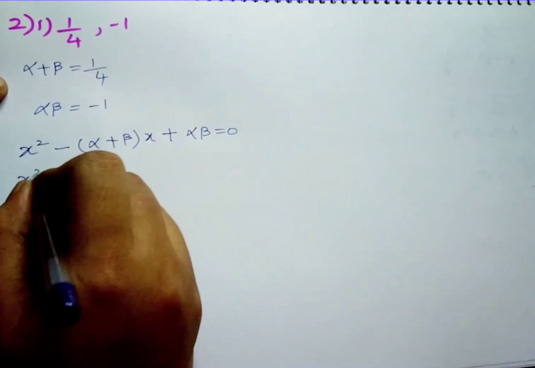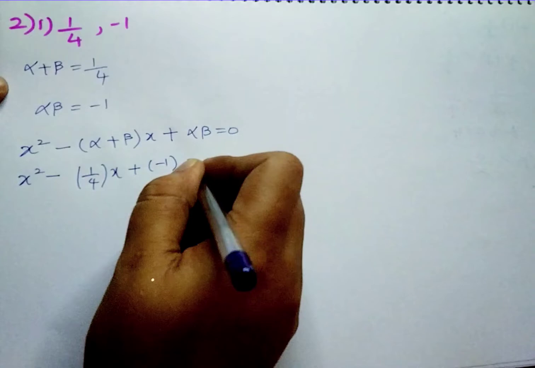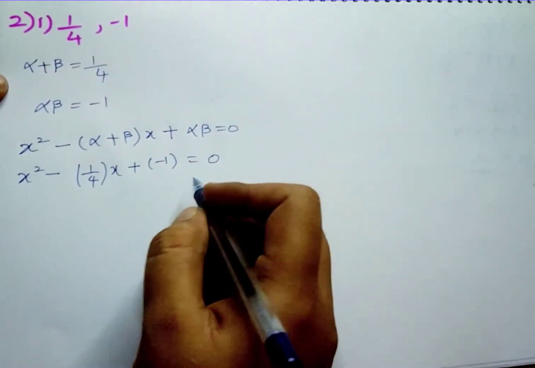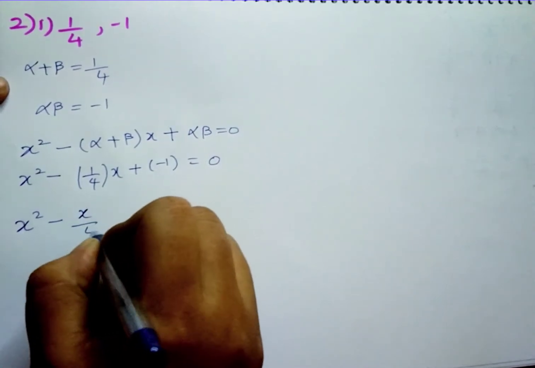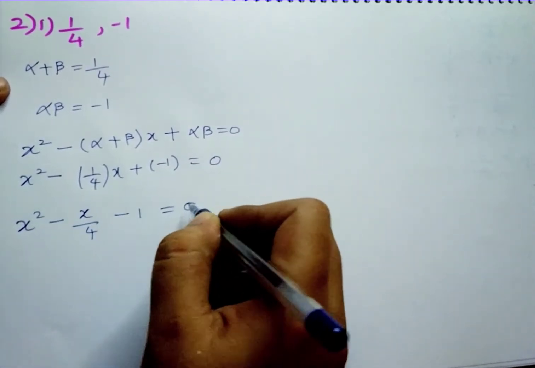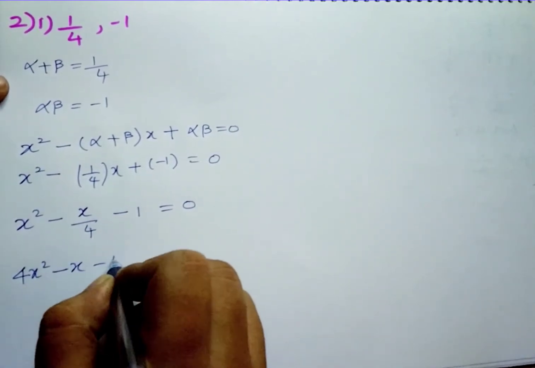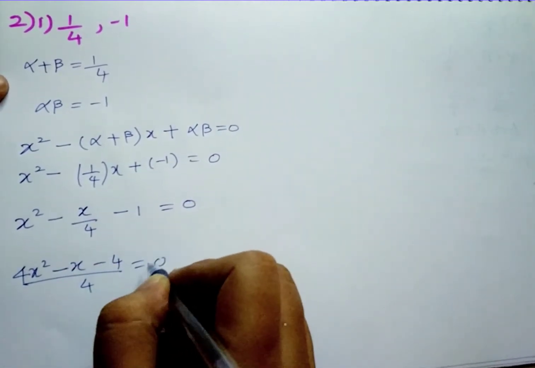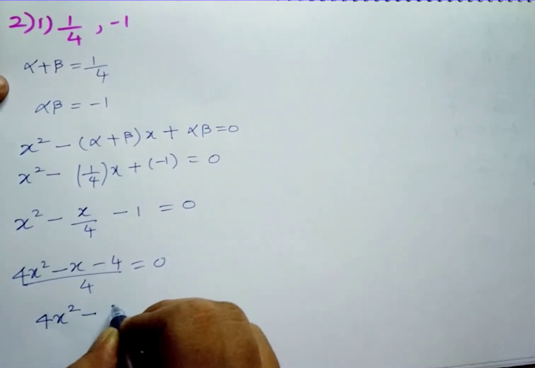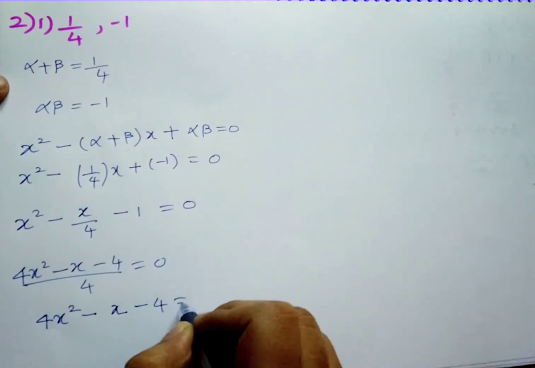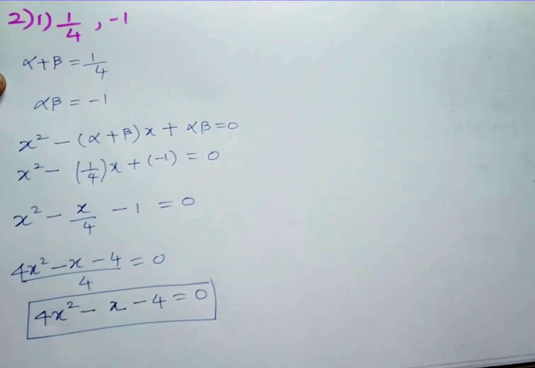When we substitute, x square minus 1 by 4 into x plus of minus 1. First we substitute, then we multiply the minus and plus inside. So x square minus x by 4 minus 1 equal to 0. When we take LCM, it is 4x square minus x minus 4 the whole by 4 equal to 0. When we cross multiply, it becomes 0. And the required equation is 4x square minus x minus 4 equal to 0.